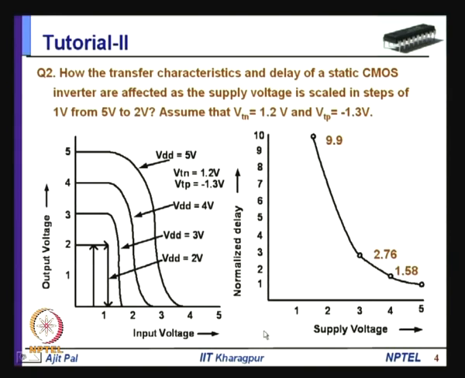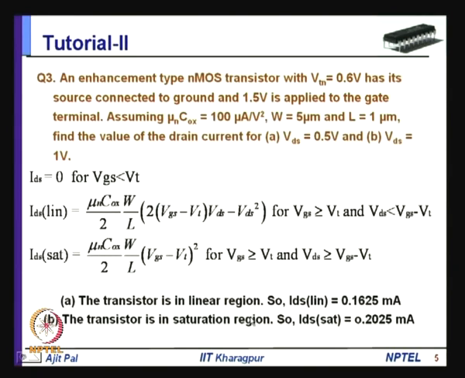So, that was question number 2. Coming to question number 3, an enhancement type NMOS transistor with VTN equal to 0.6 volt has its source connected to ground and 1.5 volt is applied to the gate, assuming that mu n COX is equal to 100 microampere per volt square, W is equal to 5 micron and L is equal to 1 micron.